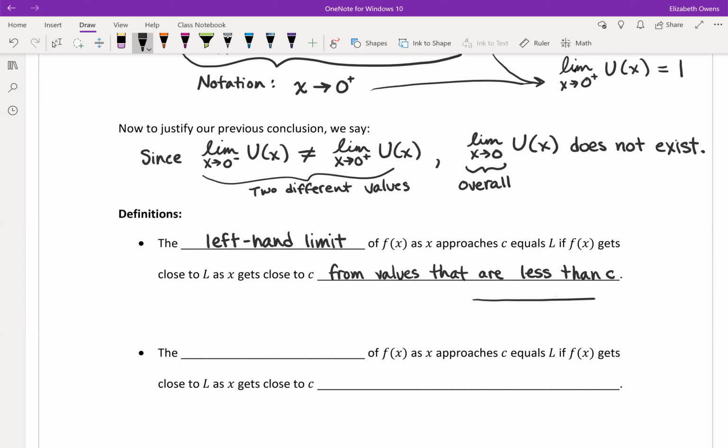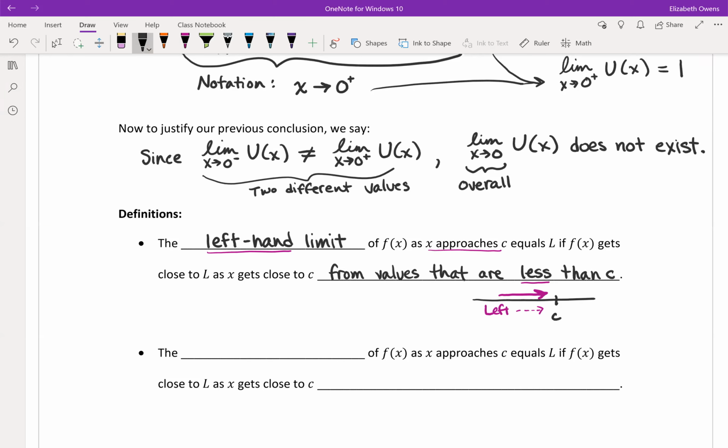Here's a little number line. Here's your c. So we are coming in from this direction. We are moving towards x equals c because that's what it means to approach. But we're coming from values that are less than c. So that's why we call this the left-hand limit, because if you put your hands on the number line, your left hand is over here. All right, so left of c, and then you approach.